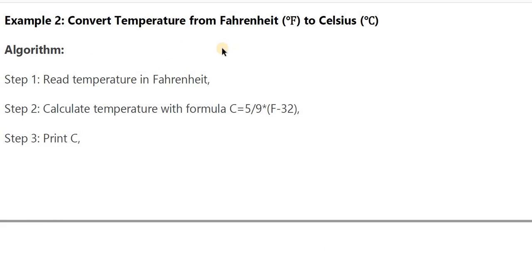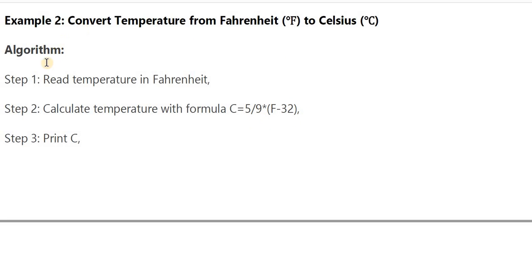Next, another example of algorithm. Say, convert temperature from Fahrenheit to Celsius. So write an algorithm to convert temperature from Fahrenheit to Celsius. So we know how to convert temperature from Fahrenheit to Celsius. This is the formula. If you put here the value of Fahrenheit, then the value of this expression will be in Celsius.